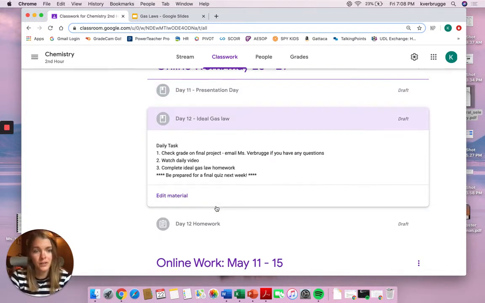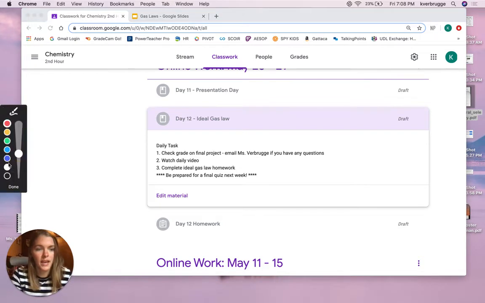So today we are learning our final new thing through online learning, and that's going to be the ideal gas law. Looking at your daily tasks, make sure you check that final grade on your project. That should be posted by now. Hopefully I'm on top of grading. Make sure you give me an email if you have any questions.